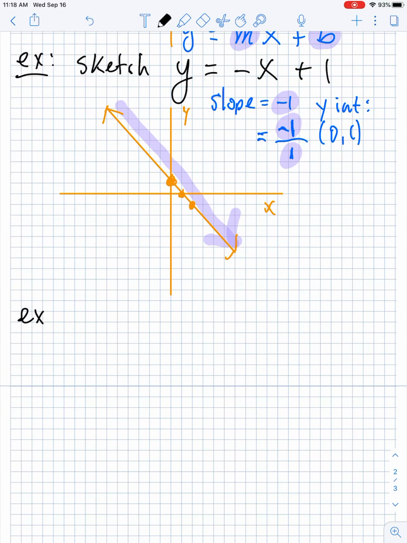is something like this. If you were to sketch c of n is equal to 40 plus 5n.